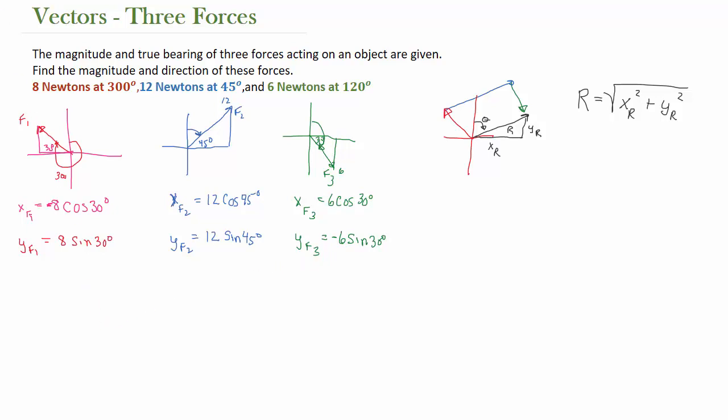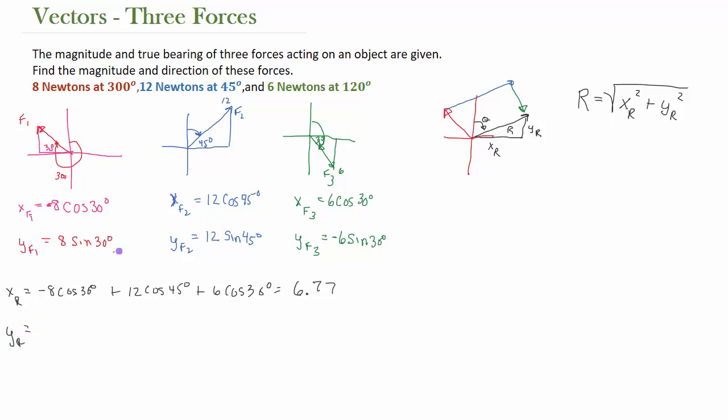So, when we put these things together, our x force of the resultant will be negative 8 cosine of 30 degrees plus 12 cosine of 45 degrees plus 6 cosine of 30 degrees. And we can go ahead and type that into the calculator, but when we do that, we get approximately 6.77.